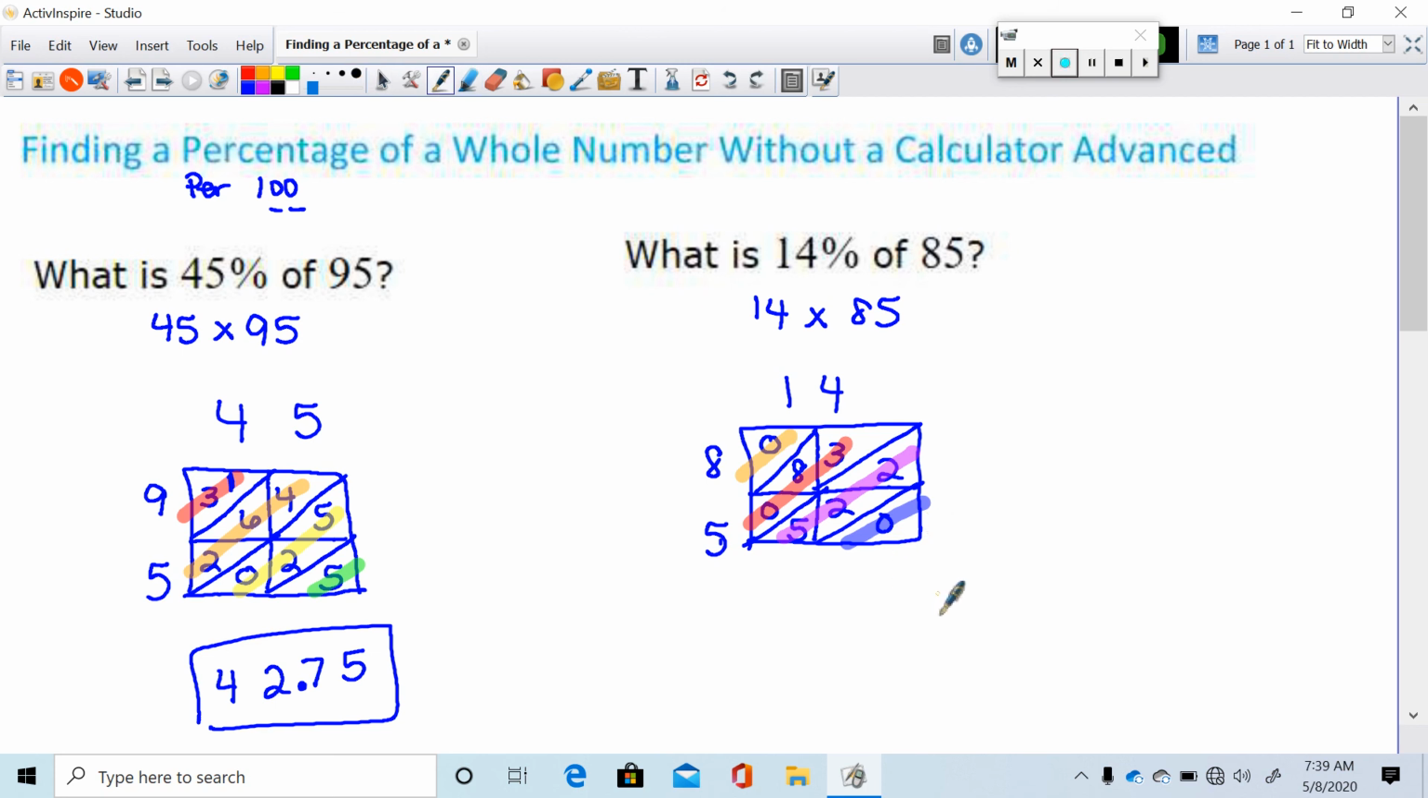From right to left, I have a 0. 2 plus 2 plus 5 is 9. 3 plus 8 plus 0 is 11. Write the 1 and carry the 1 into the next diagonal, and then 1 plus 0 is 1. So 14 times 85 is 1,190, but because of the percent, I go 2 numbers over from the end to the left, from right to left, so 11.90 is the answer on that one.